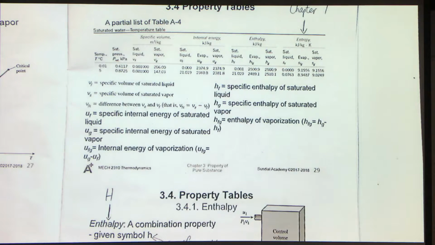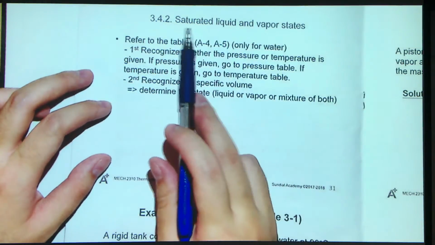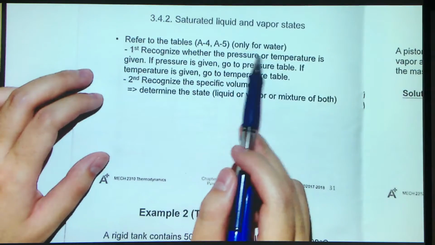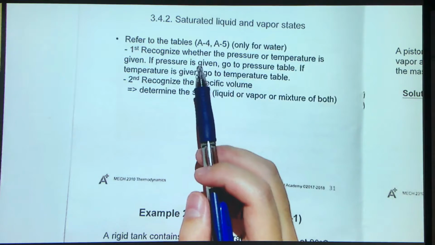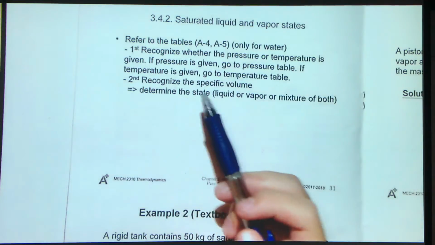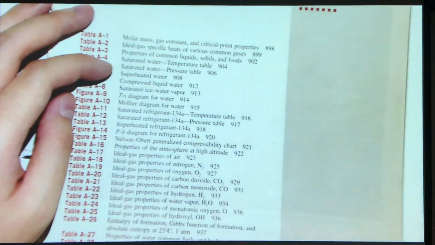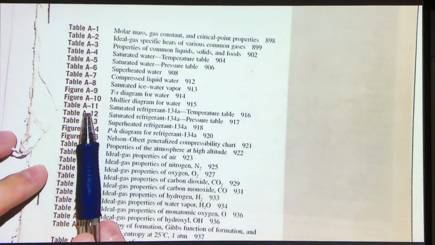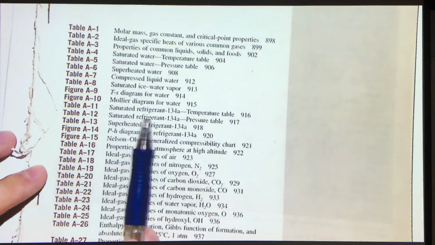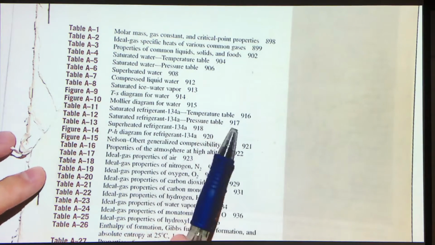Next, we go to the next subsection 3.4.2. So for saturated liquid and vapor state, for water, you should refer to table A4 and A5. Do you still remember what the title is? The title of those property tables is called saturated water temperature table and the saturated water pressure table. If it's R134a, then you go to A11 and A12. So we will have a saturated refrigerant 134a temperature table and the pressure table respectively.